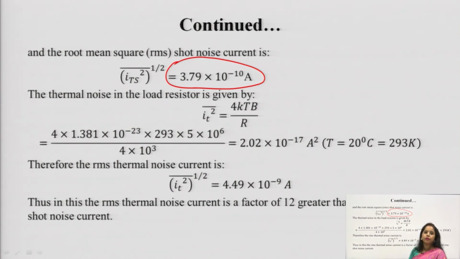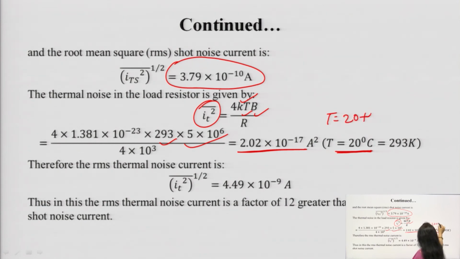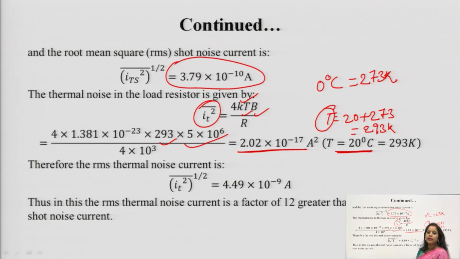So, we have calculated the shot noise, but we have to compare it with the thermal noise. So, calculate the thermal noise, IT square bar, 4kTB upon R. The k value is known to us. We have to remember this value because it is not always given in the question. You have to just remember these values. T at room temperature is 293, B post detection bandwidth is 5 megahertz, R is given, that is 4 kilo ohm. We have calculated that T is equal to 20 plus 273 equal to 293 Kelvin, because 0 degree centigrade is equal to 273 Kelvin, and T is given as 20 degree centigrade.